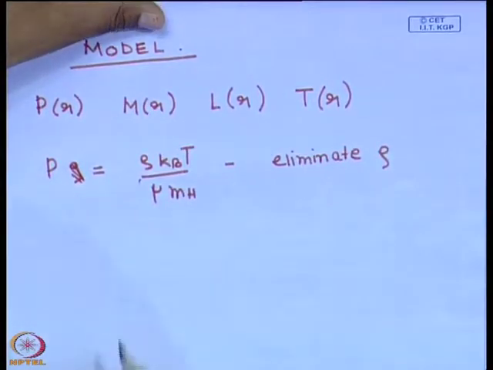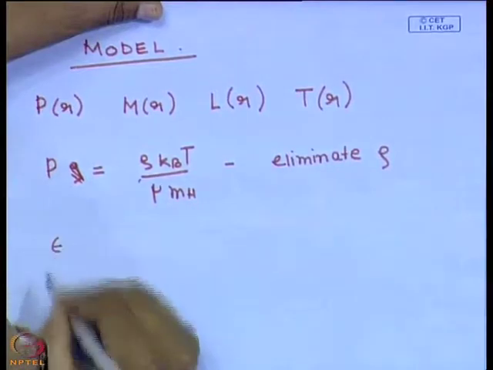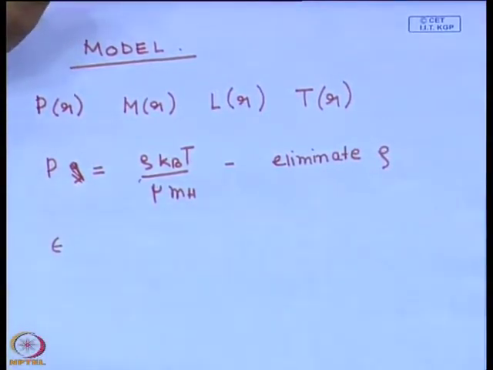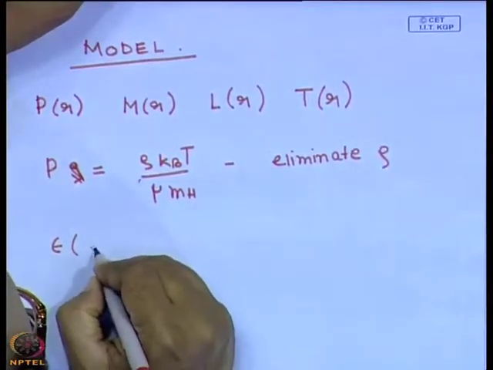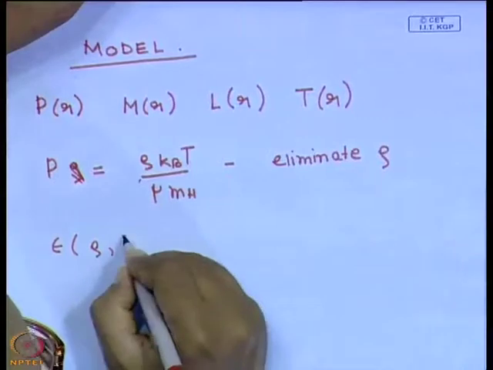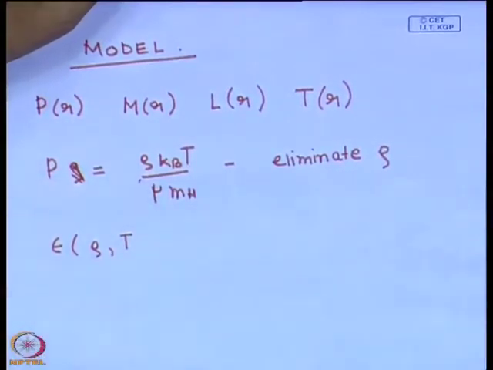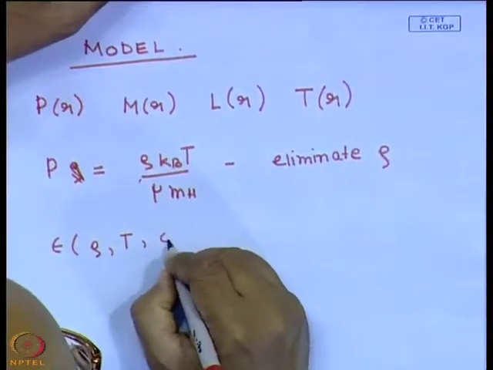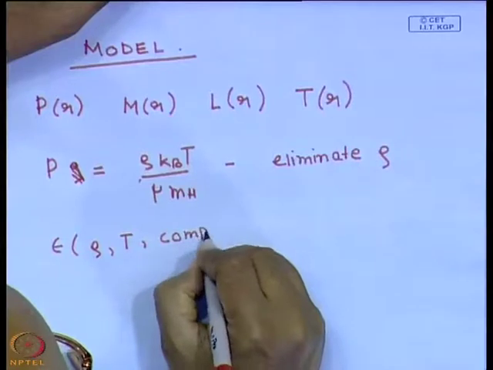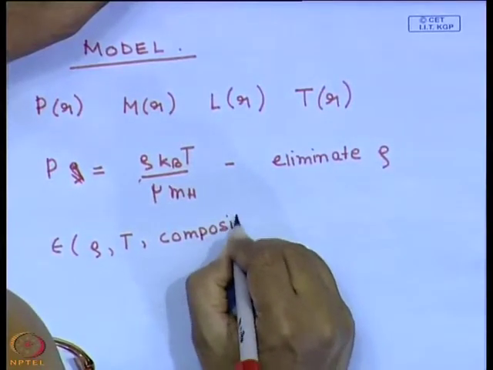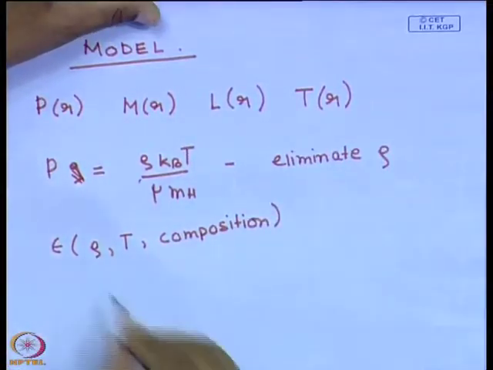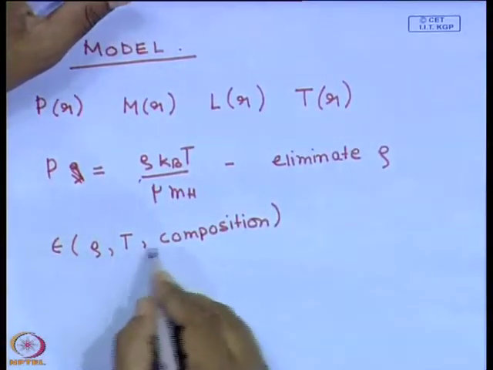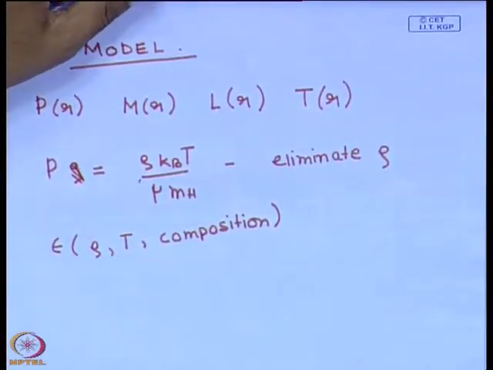We also have to externally specify the energy generation rate epsilon, which we have seen depends on the density, the temperature, and it also depends on the composition. What functional form it has has to be externally specified.